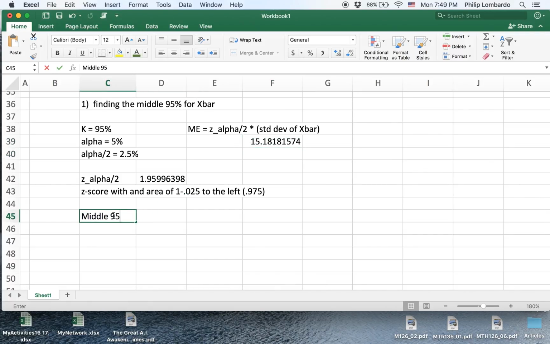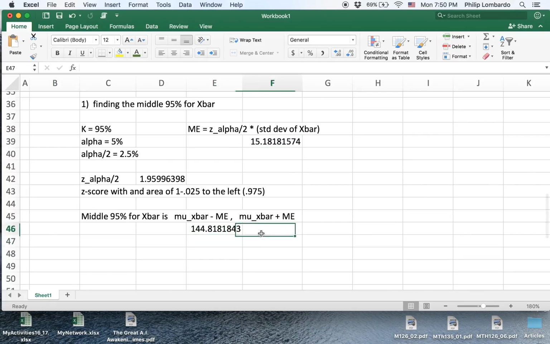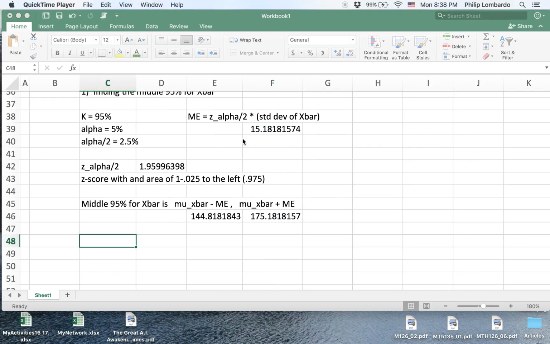So the middle 95% for X bar, for the mean weight of these 15 people, is, once again, our mean of that sampling distribution minus margin of error out to mean of the sampling distribution plus the margin of error. So in other words, this is going to look like 160 minus our cell reference margin of error, and then 160 plus our cell reference margin of error. Okay, so we just found the middle 95% for the mean weight.